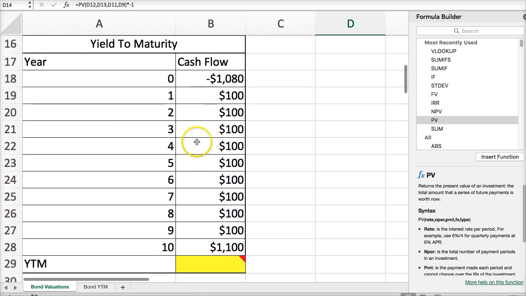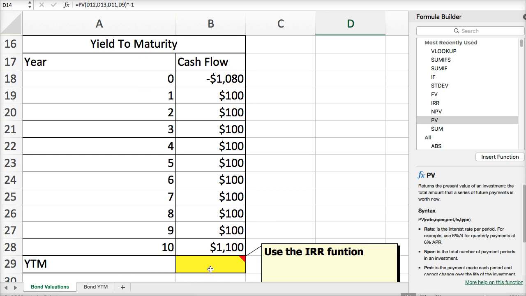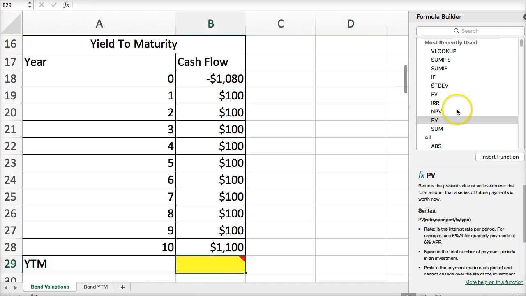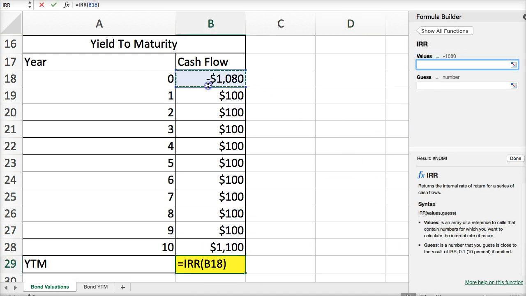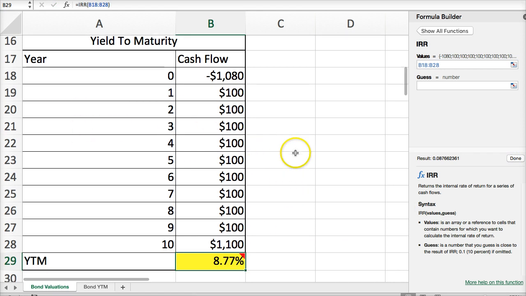Let's go to yield to maturity. Now here I have a note to use the internal rate of return function, and this will calculate the yield to maturity, which is basically assuming that we're going to reinvest the interest at the rate of the bond, and we're going to find the present value of all the cash flows. So you notice here cash flow year 0 is negative because that's a cash outflow. So here if we use the internal rate of return function, we just have to highlight all of the cells from year 0 to 10 and hit done. And we get 8.77% is the yield to maturity. So pretty simple to calculate that.